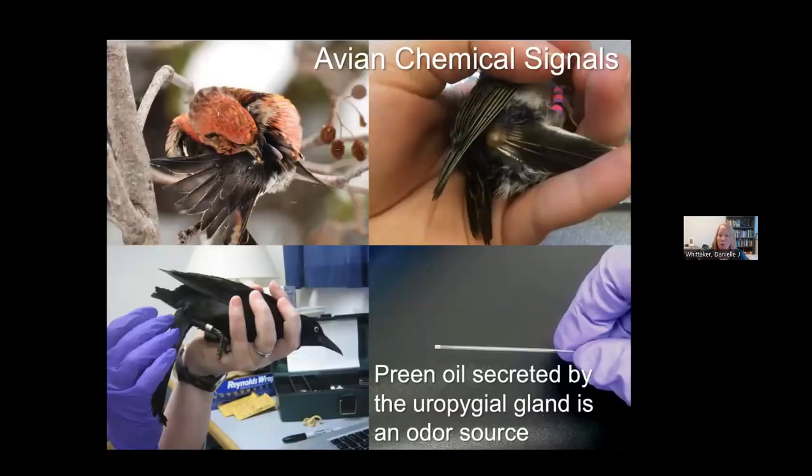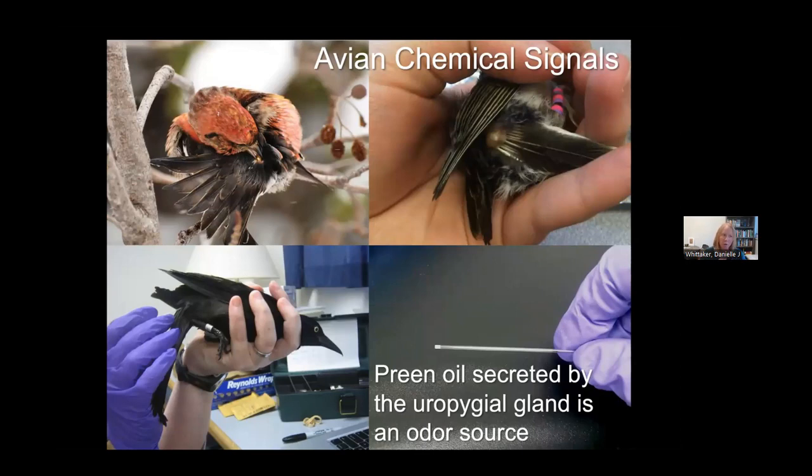So in most birds, the source of odor is preen oil, which is secreted by the uropygial gland. That is a gland located above the base of the tail. It's the only large exocrine gland in most birds. It secretes this oil that birds use while they're preening. That's the name. They spread it on their feathers.